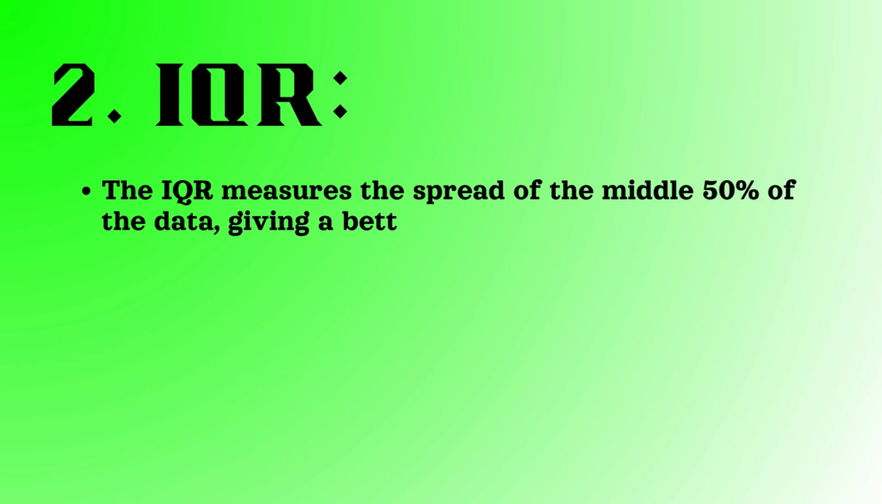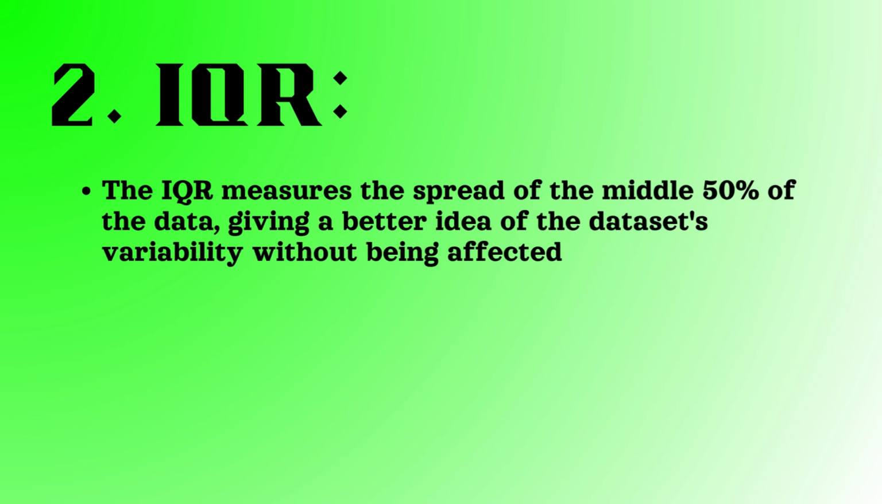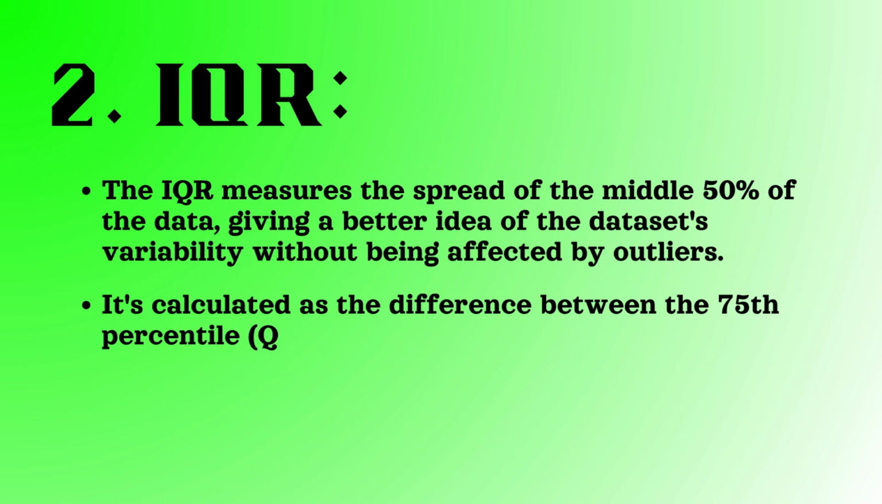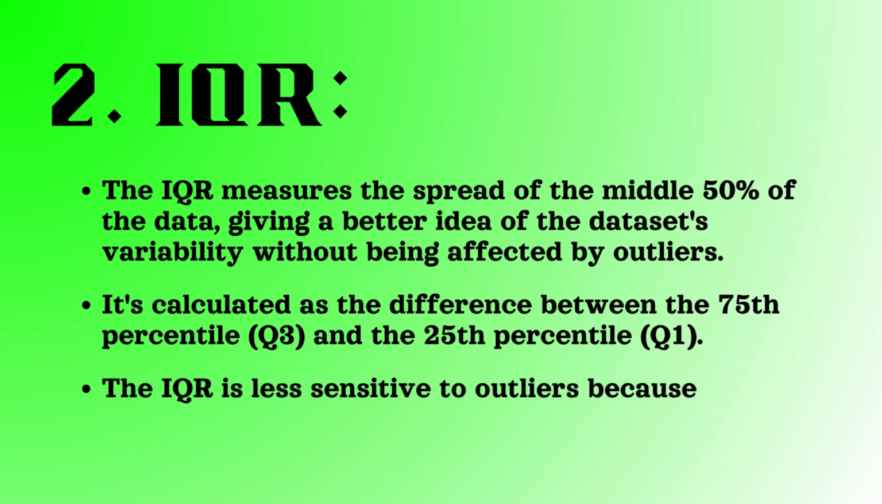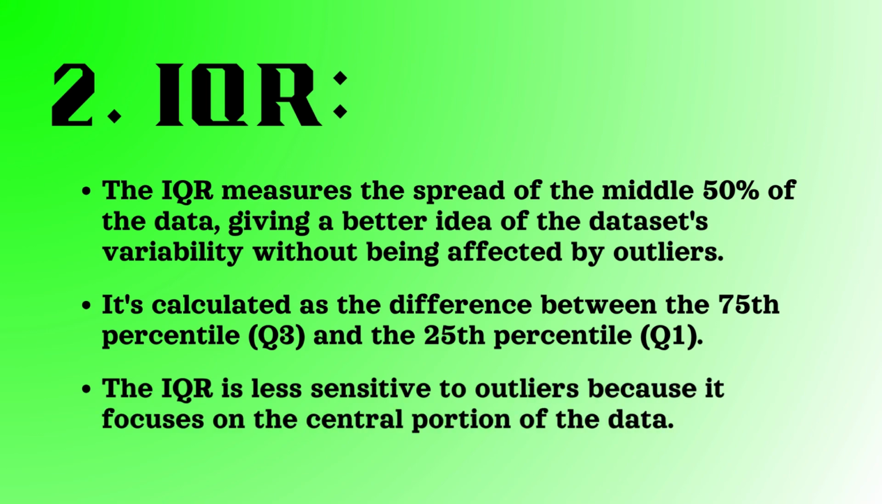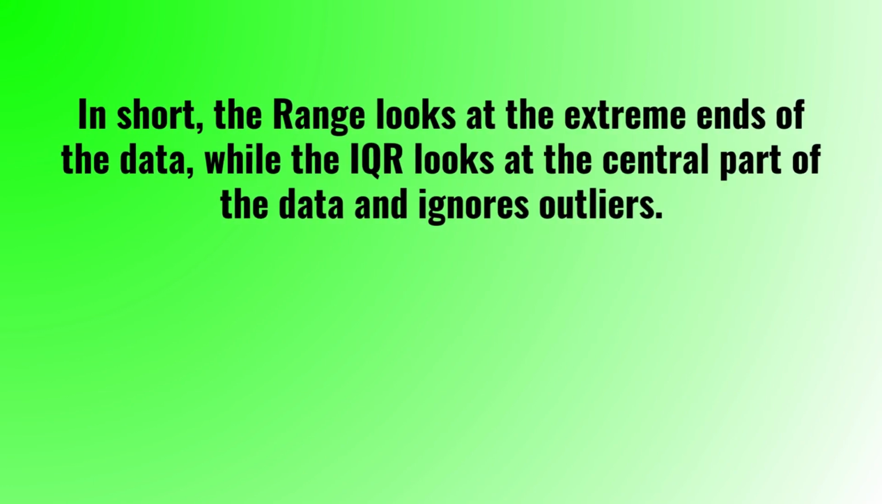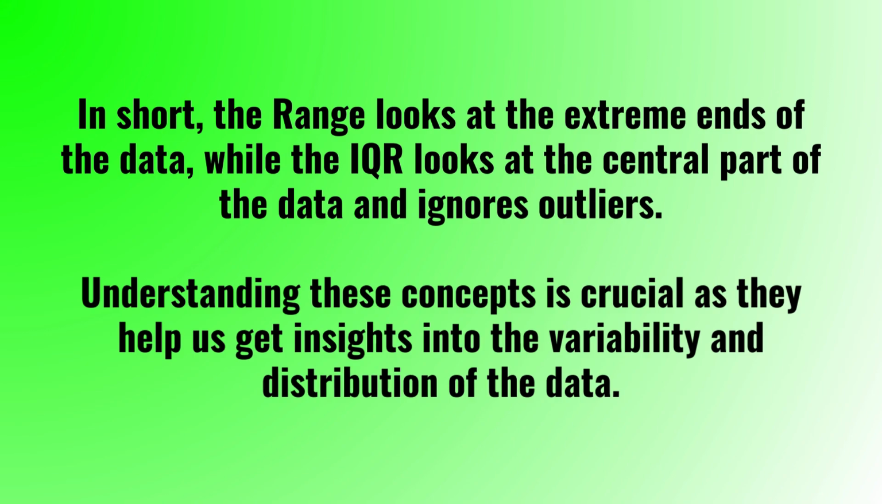And second is interquartile range or IQR. The IQR measures the spread of the middle 50% of the data, giving you a better idea of the dataset's variability without being affected by outliers. It's calculated as the difference between the 75th percentile and the 25th percentile. The IQR is less sensitive to outliers because it focuses on the central portion of the data. In short, the range looks at the extreme ends of the data, while the IQR looks at the central part of the data and ignores outliers. Understanding these concepts is crucial as they help us get insights into the variability and distribution of the data.